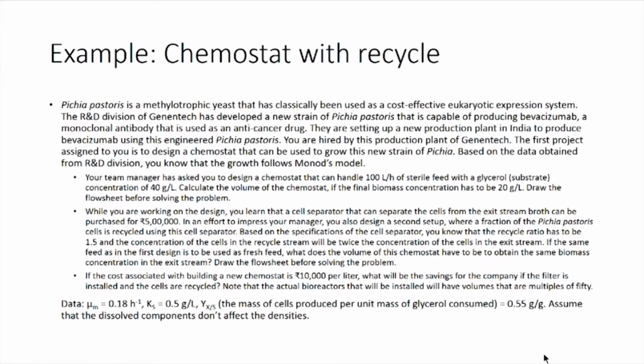If the same feed as in the first design is to be used as fresh feed, what does the volume of this chemostat have to be to obtain the same biomass concentration in the exit stream? Again, draw the flow sheet before solving the problem. If the cost associated with building a new chemostat is rupees 10,000 per liter, what will be the savings for the company if the filter is installed and the cells are recycled? Note that the actual bioreactors that will be installed will have volumes that are multiples of 50.